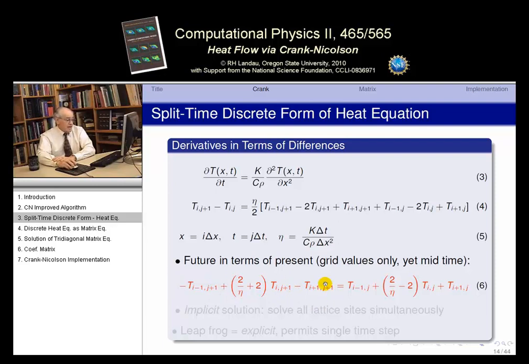Okay. So the left-hand side of the red equation is all future. The right is present, present, present. We can do it. Okay. It's not as simple as before because it involves these three values, but it is an implicit solution.